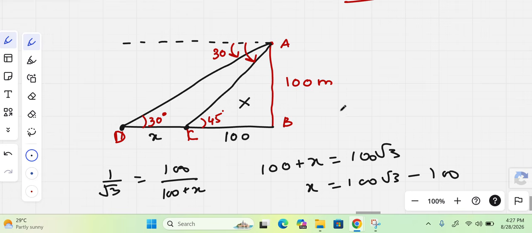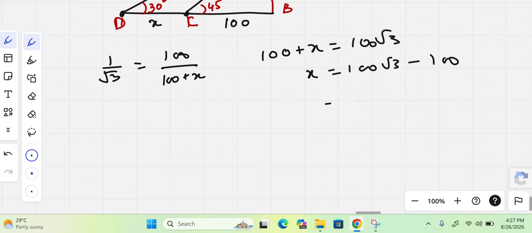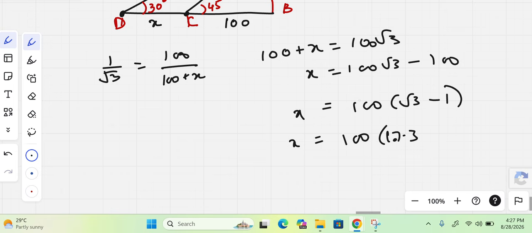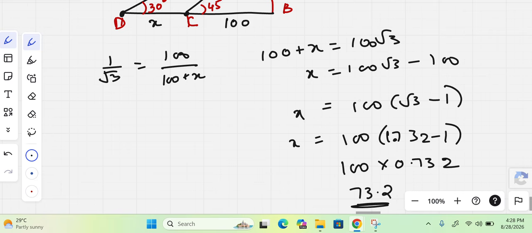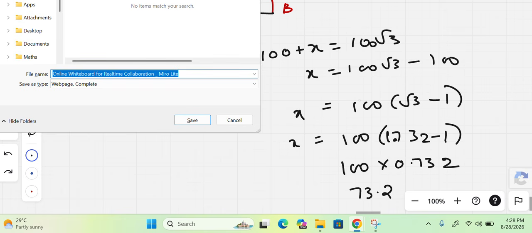That means you will take 100 common. I have not done the entire question because I did many. So that's enough. x is equal to 100 into (1.732 minus 1). So that becomes 100 into 0.732, so that becomes 73.2. That's it. That is the answer. Is it clear to everybody?